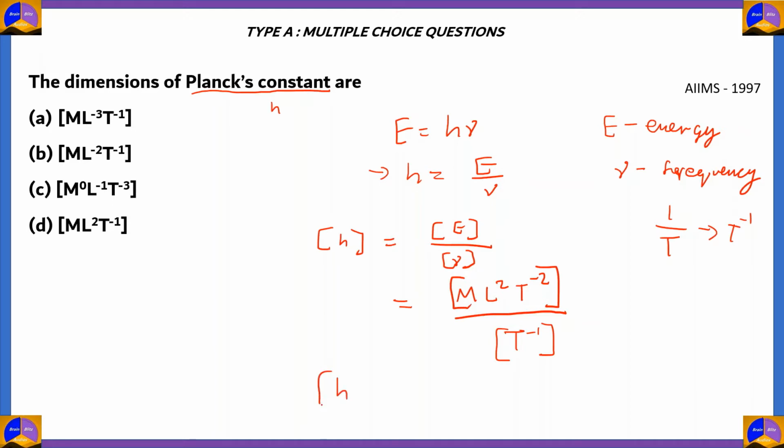So therefore, the dimensions of h will be M L square T power minus 1, because it will become T power minus 2 plus 1. Minus, when going up, becomes plus. So that becomes T of minus 1. So the dimensions of h is M L square T power minus 1. So therefore, option D is the right answer. So that contains M, L square, and T power minus 1. Let's look at our next question.